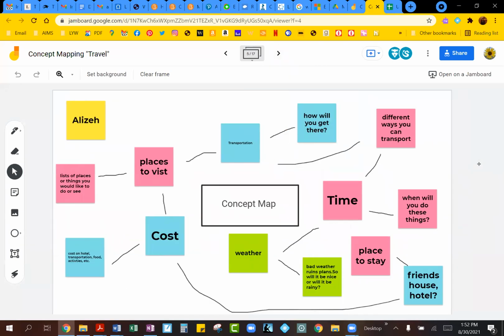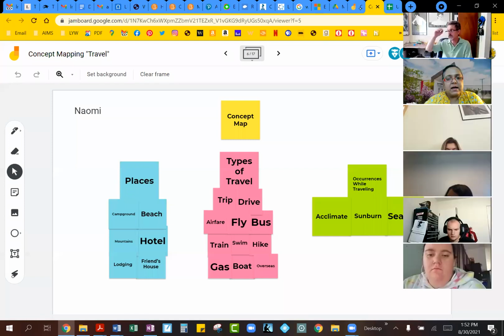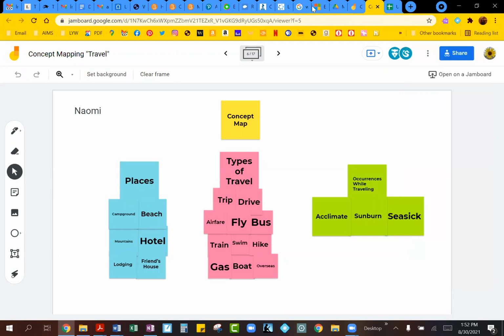And then one of the other ones that I wanted to look at was, this was kind of neat, the way Naomi had hers broken down. So you can see under types of travel, she's got trip. I'm not sure, Naomi, why you put trip in there, because I don't think that was one of our words. But you've definitely got drive. Airfare, of course, goes with flying. Then you've got, are you taking the bus, train?